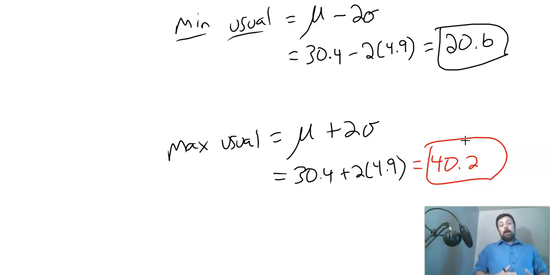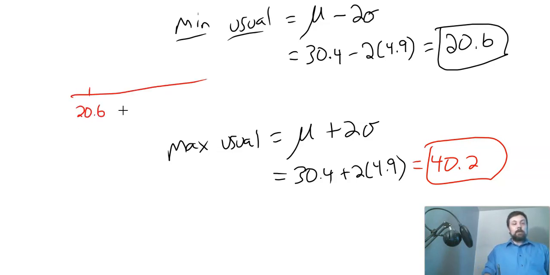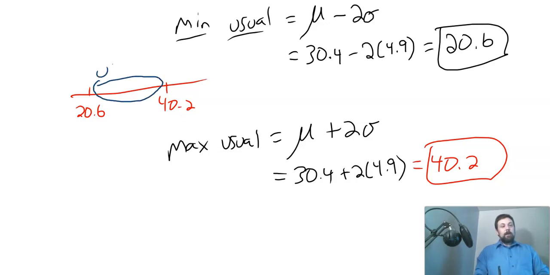So if I ran 152 trials and I had 50 successes, that would be unusual because 40 is the most that I would consider usual. Anything over that becomes unusually high. It's an unusually high number of successes, right? So again, if you think of it on a real number line, we have 20.6, we have 40.2. That's my minimum usual value. That's my maximum usual value. Anything in between would be considered usual or typical or normal.